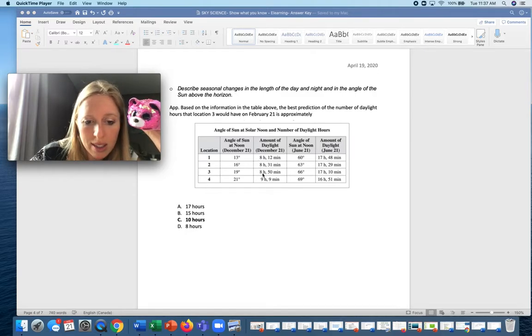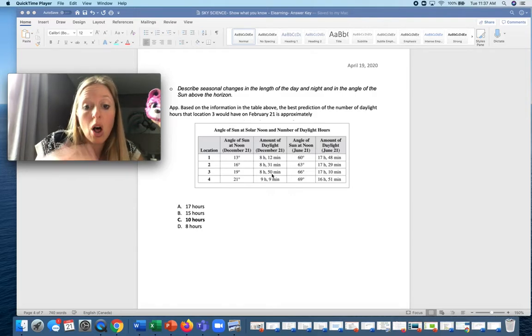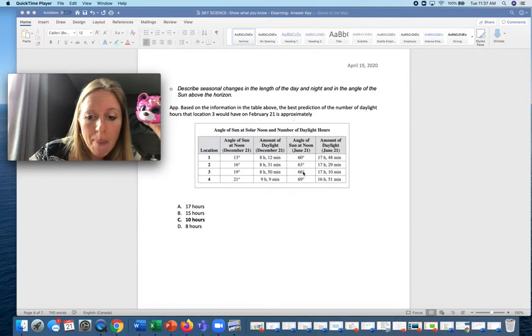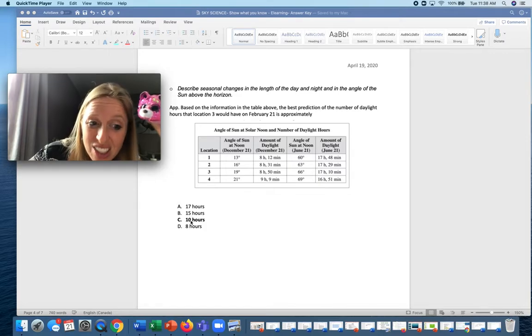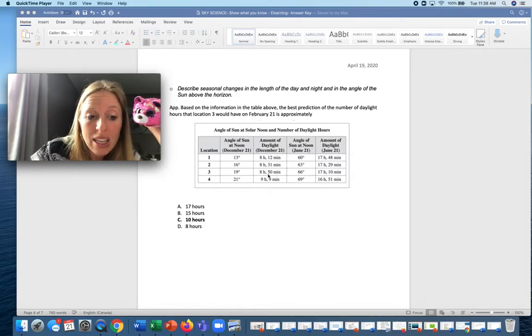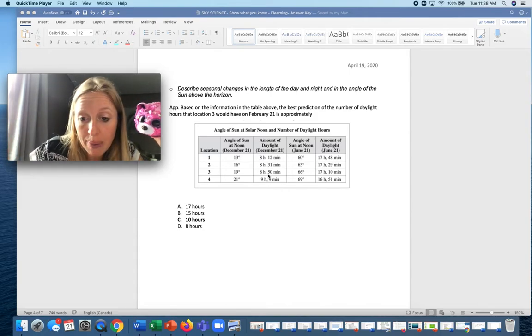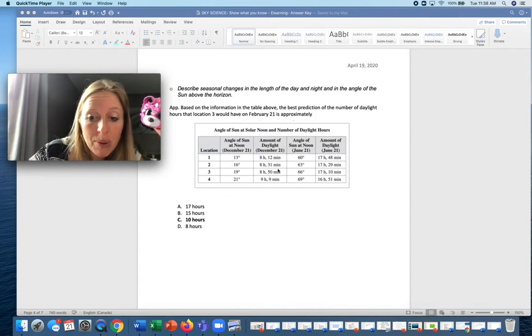Because there's no way it's going to be less than 8 hours, 50 minutes. 2 months later, it's going to be longer daylight. And then we know there's no way it's going to be 17 hours because we know that June 21st is summer solstice, the longest day. So February is going to have way less sunlight hours. So it's not going to be 17 hours. Okay, 10 or 15. The correct answer is 10 because we're only 2 months down the road from December. 15 would be something probably more like May.